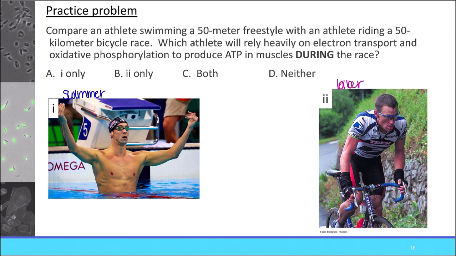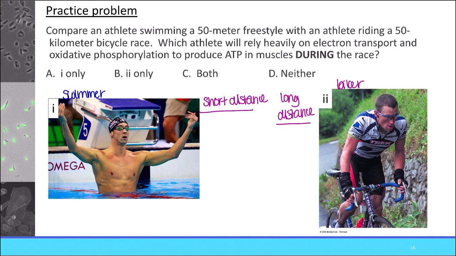This question is asking you to compare Michael Phelps, who is swimming a 50-meter freestyle, so he is swimming a short distance, whereas Armstrong on the right is biking a long distance. Of these 2 athletes, which athlete is going to rely heavily on electron transport and oxidative phosphorylation to produce ATP in muscles during the race, and which one will not? Go ahead and take a couple minutes to work through this problem, and then when you come back, we'll see if your answer matches up with my answer.